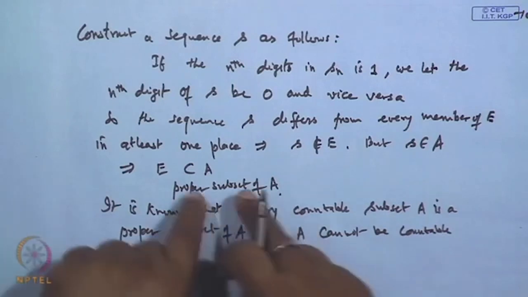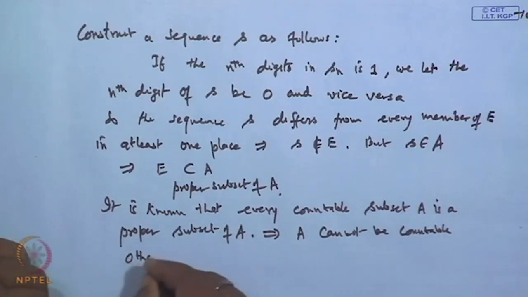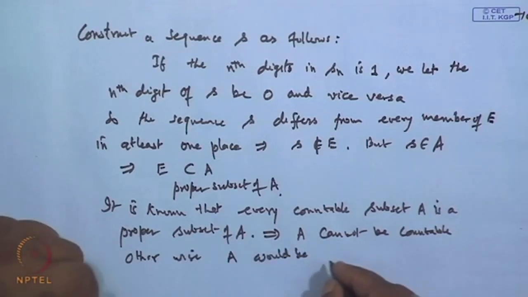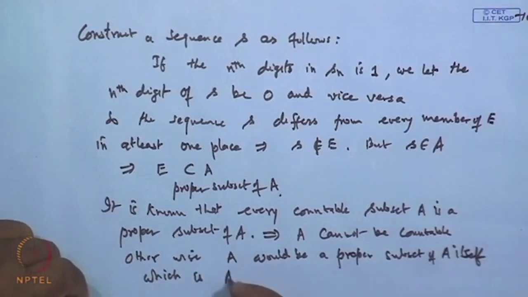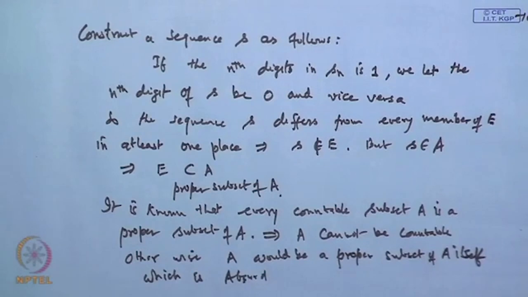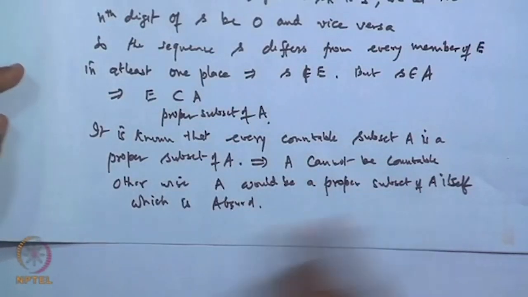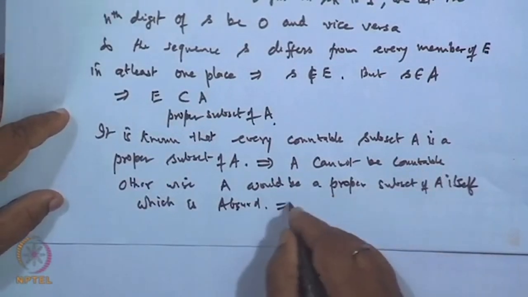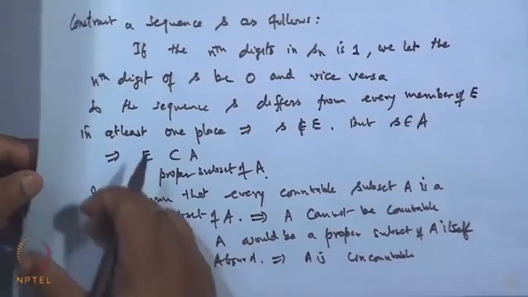Because if A is countable, then here itself we are getting a contradiction, is it not? Otherwise A would be a proper subset of A itself, which is absurd, because a set is a subset of itself but cannot be a proper subset of itself. If we assume A to be countable, then it must have a proper subset, but here we are getting that this cannot be. So this shows that A is uncountable. Okay.